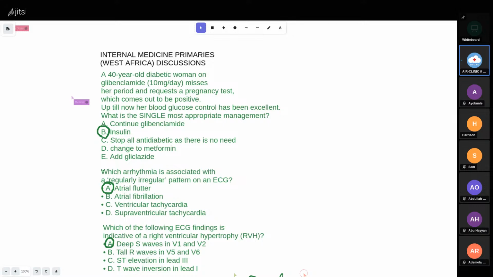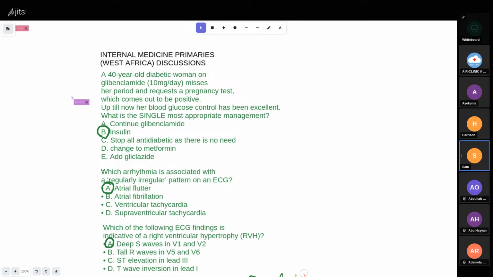Of course, it's hypokalemia. So, what are the ECG findings of hyperkalemia? Who can tell me the ECG findings of hyperkalemia? There are three major ECG features. There's tall tented T waves. Yes. There's prolonged PR interval.